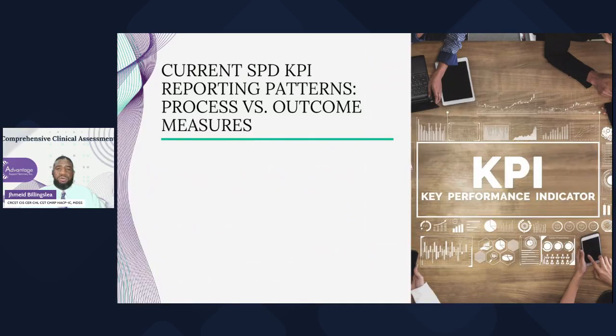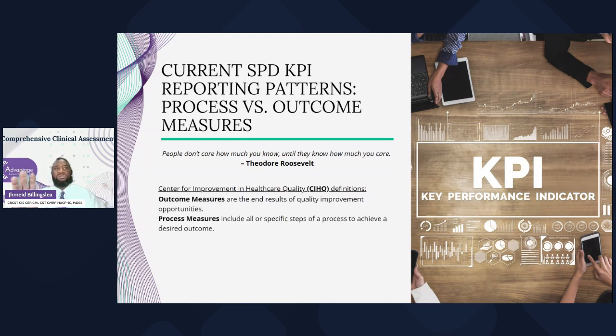So quick little lesson when we talk about KPI reporting, because KPIs are a part of the quality process, right? And a lot of times we all like to report the outcome. We want to report the outcome measures, right? But we also need to report the process measures. The Center for Improvement in Healthcare Quality talks about outcome measures are the end results. We want to reduce bioburden, but we also need to report the process measures.